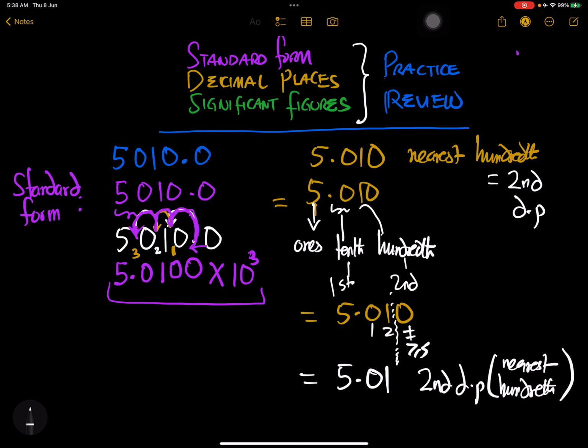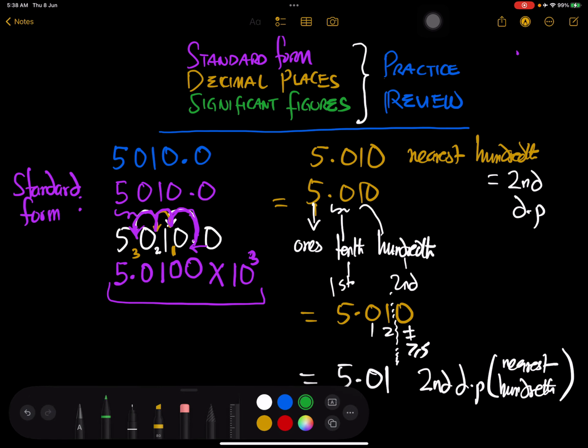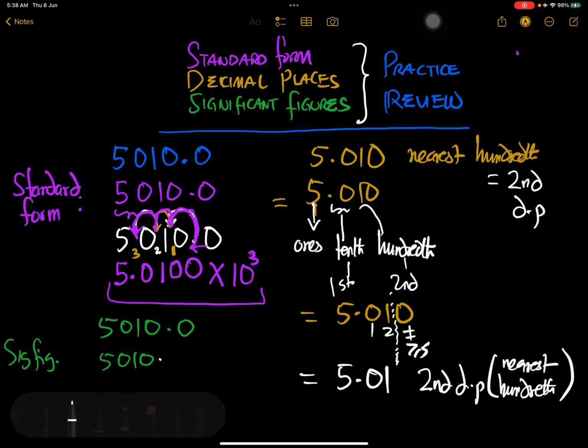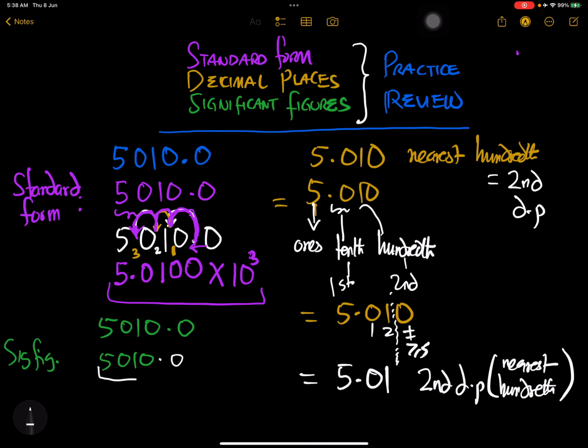The next thing we can do is significant figures. You could be asked, how many significant figures are there? If you take 5010.0 and ask how many significant figures, we know that if you have 5010 point zero, this is a number that is not zero, so we cannot ignore it. And this one we can also not ignore.